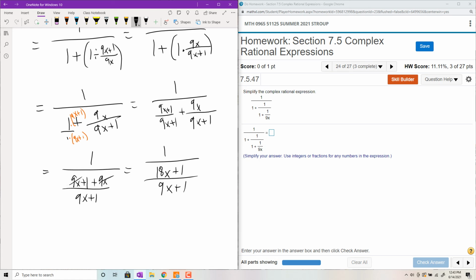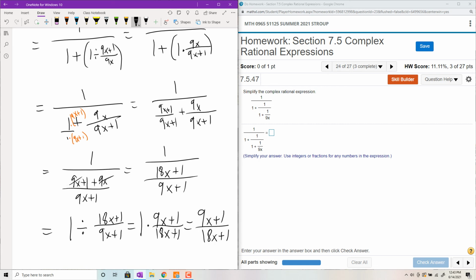And then finally rewrite it as division. So I have 1 divided by 18x plus 1 all over 9x plus 1. That'll equal 1 multiplied by 9x plus 1 all over 18x plus 1. And then 1 times anything just gives you anything right back. 9x plus 1 over 18x plus 1. And that should be the answer.